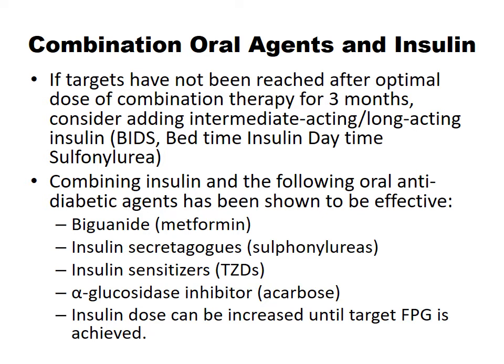Insulin can be combined with the following oral anti-diabetic drugs and has been shown to be effective. It can be combined with biguanides, insulin secretagogues such as the sulfonylurea, insulin synthesizers such as the thiazolidinediones, and alpha glucosidase inhibitor. All these drugs can be combined with insulin in the late stages of type 2 diabetes. Insulin dose can be adjusted or increased until the target fasting blood glucose level is achieved.